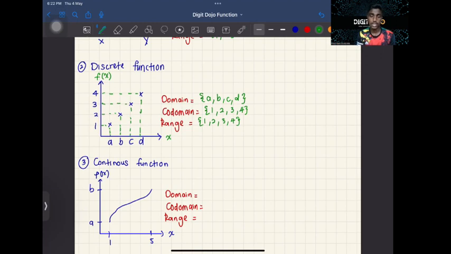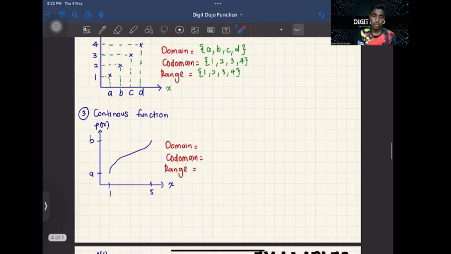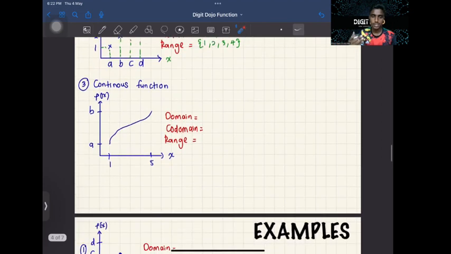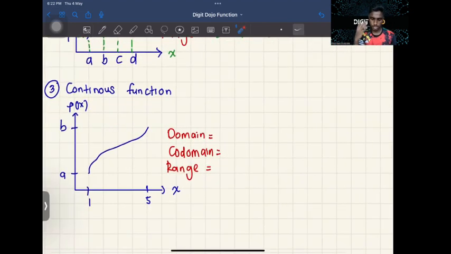Okay, in examination, they can ask you what type of function is this. This is a discrete function, and the graph is like this. Next, continuous function. What's the difference between discrete and continuous? For a continuous function, the graph will be continuous. You can't see one particular domain or one particular object in this graph. So it will be continuous.